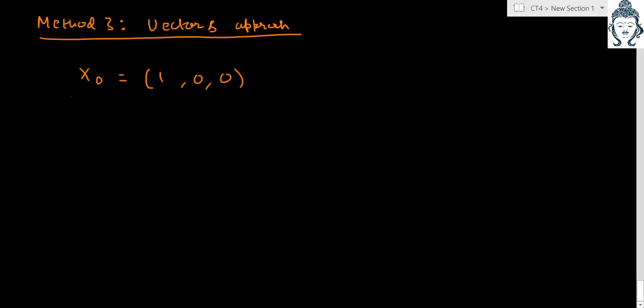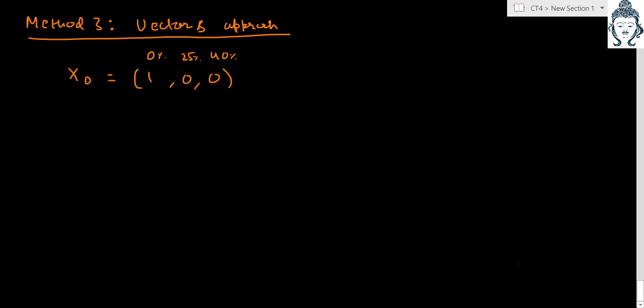That means all the policyholders are in the 0% discount state and there are no policyholders at 25% or 40% discount level, right? And if I want to calculate the next level probability, that is x1, that can be calculated as I'm in x0 already, and then I'll multiply the transition probability with it, which is contained in the transition matrix. So that becomes x0 into p. So I'll multiply this vector with the matrix p.